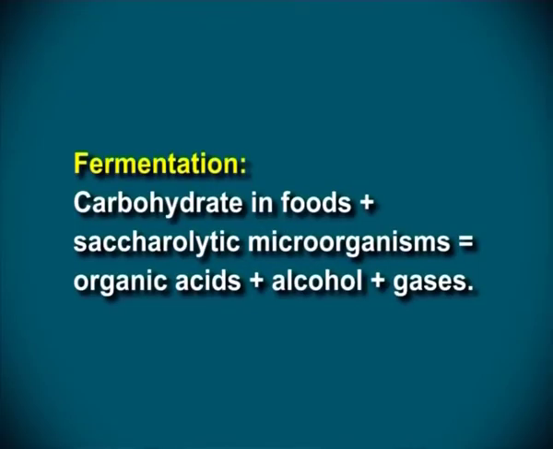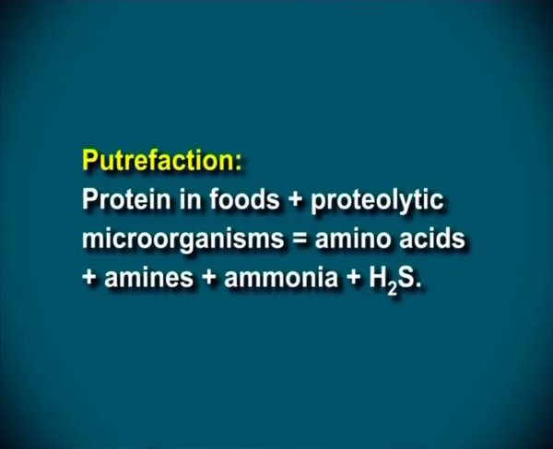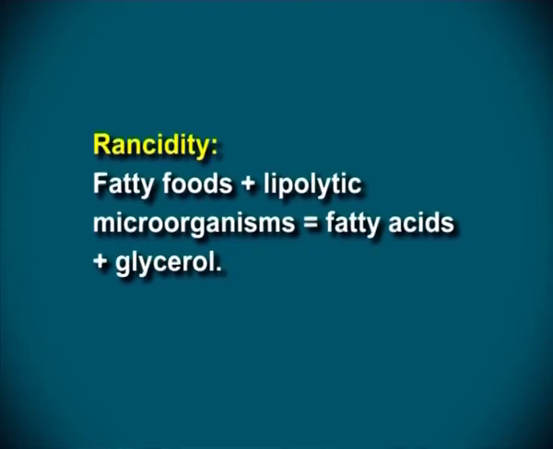Microbial spoilage of food is due to the activity of these organisms on some of the constituents of the food. They may be broadly classified into three groups. Fermentation. Carbohydrate in food plus saccharolytic microorganism produces organic acid plus alcohol plus gases. Putrefaction. Protein in food plus proteolytic microorganism produces amino acids, amines, ammonia and hydrogen sulfide. Rancidity. Fatty foods plus lipolytic microorganism produces fatty acids plus glycerol.